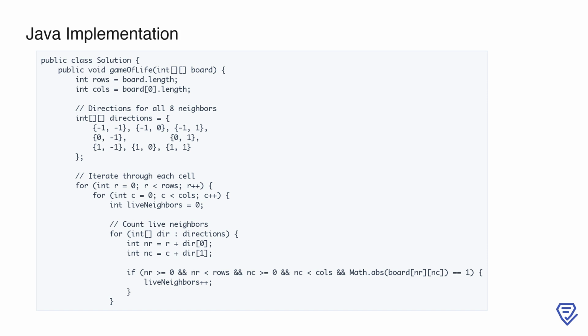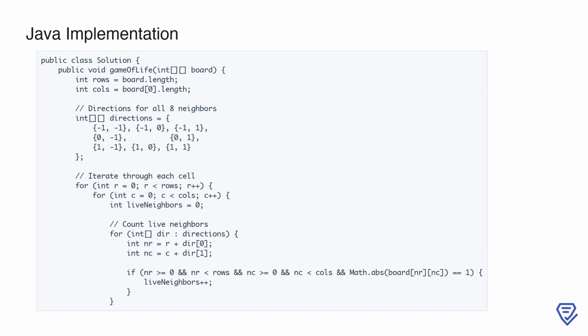Here, we start by defining the game of life method, which takes a 2D array called board as input. This array represents the grid where each cell is either alive, marked as 1, or dead, marked as 0. First, we determine the number of rows and columns in the grid using board.length and board[0].length. Next, we define a two-dimensional array named directions that contains the relative positions of all 8 possible neighbors for any given cell. These include diagonal, horizontal, and vertical neighbors.